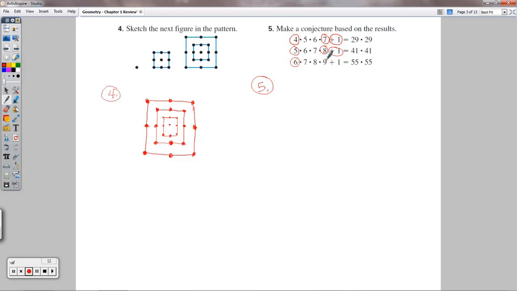Does that continue to hold up here? Does my conjecture continue to work? Does it work here? 6 times 9 plus 1, is that 55? You bet it is. And so my conjecture seems to work here. Making a conjecture now based on the results.